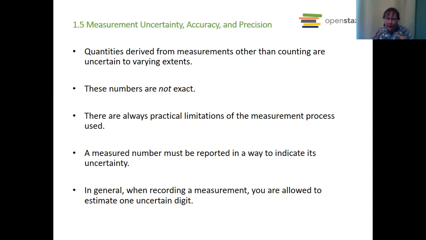But even within a tool, let's say that you have a scale and you've put it on your scale. Well, you all know from like a bathroom scale or the doctor's scale that different scales have different levels of accuracy, right? You might weigh yourself at home and then weigh yourself at the doctor's office, and it's not the same. And one is better, one is more close to exact than the other one, right? Okay, so those are kind of our practical limitations. So a measured number must be reported in a way to indicate its uncertainty. In general, when recording a measurement, you are allowed to estimate one uncertain digit.